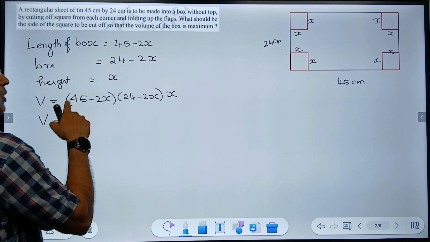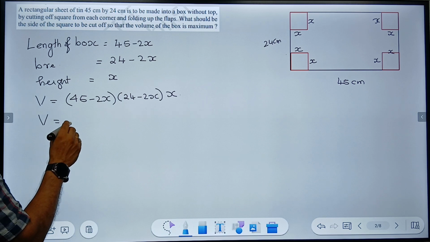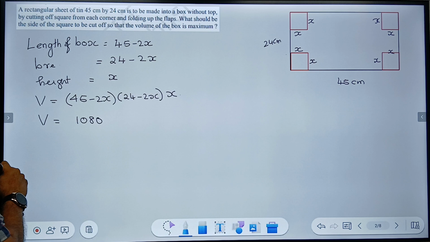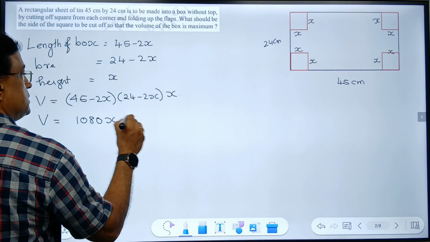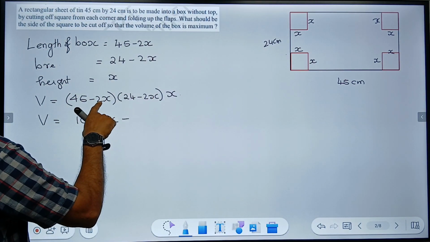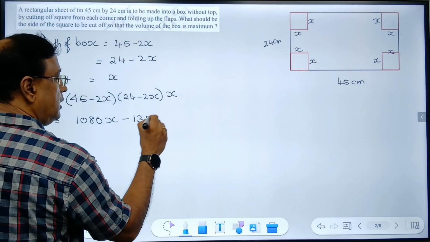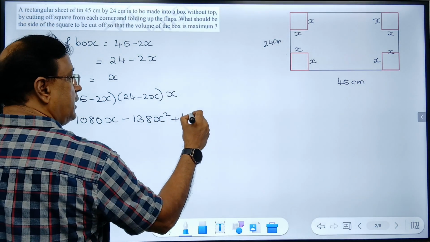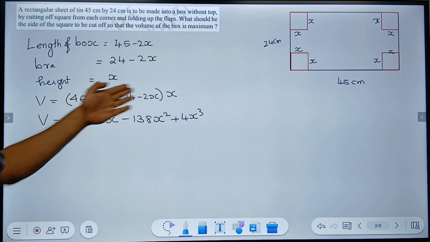So 45 into 24 will be 1080, so 1080x, minus this will be 90 plus 48, which is 138x square if you open the bracket, and it will be plus 4x cube. 2x square into x is 4x cube. So I think you know how to open the bracket, just multiply.